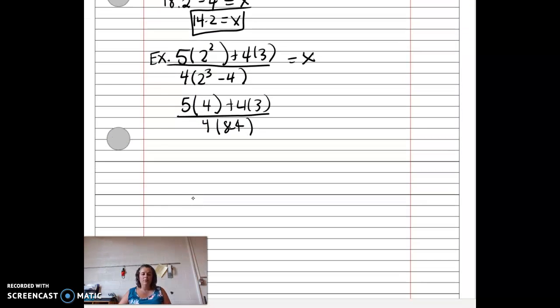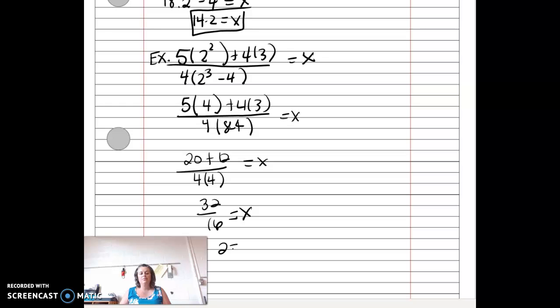All right, simplifying the numerator still, I get 20 plus 12 over 4 times 4, and this is equal to x still. So we have 32 over, pardon me, I'm trying to get ahead of myself here, over 16, this is equal to x. 32 over 16 is 2. So our solution for this one is 2.